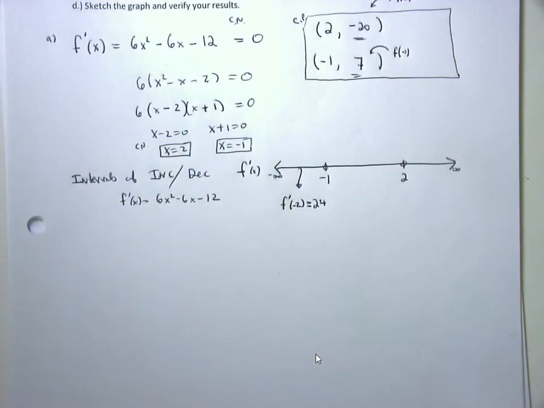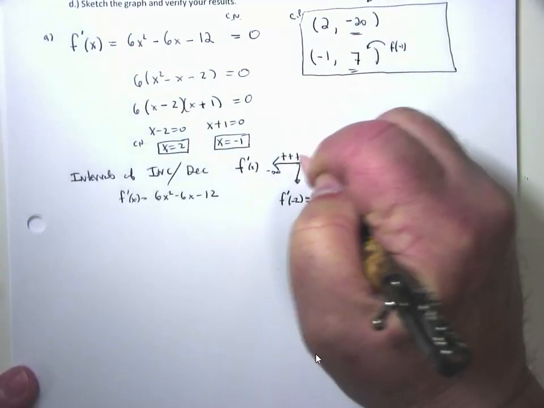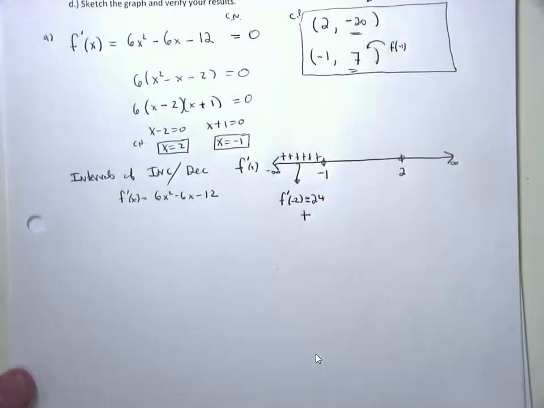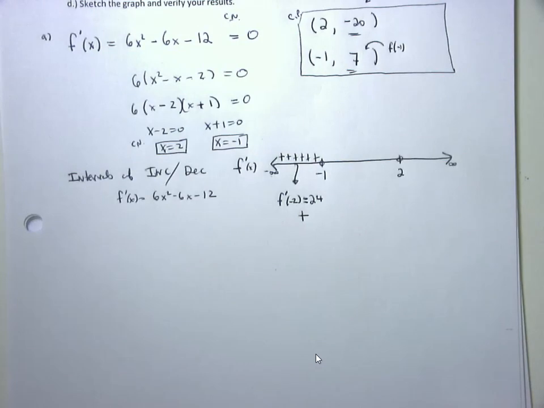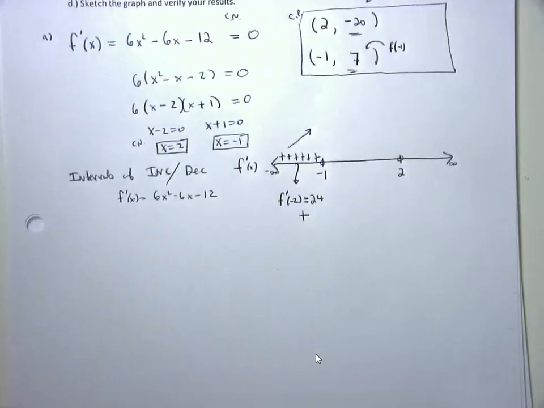Personally, I could care less what the number is. What I'm interested in is what's the sign of it. It's positive. And therefore, everybody in that interval is going to be positive. And what does a positive first derivative tell me? I'm increasing in that interval.